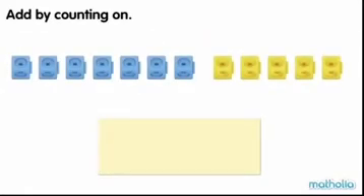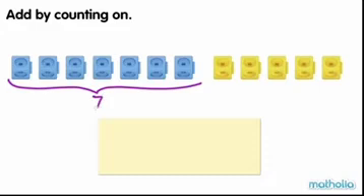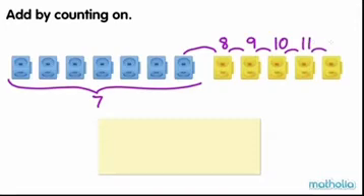How many cubes are there altogether? There are 7 blue cubes. 7, 8, 9, 10, 11, 12. There are 12 cubes altogether.